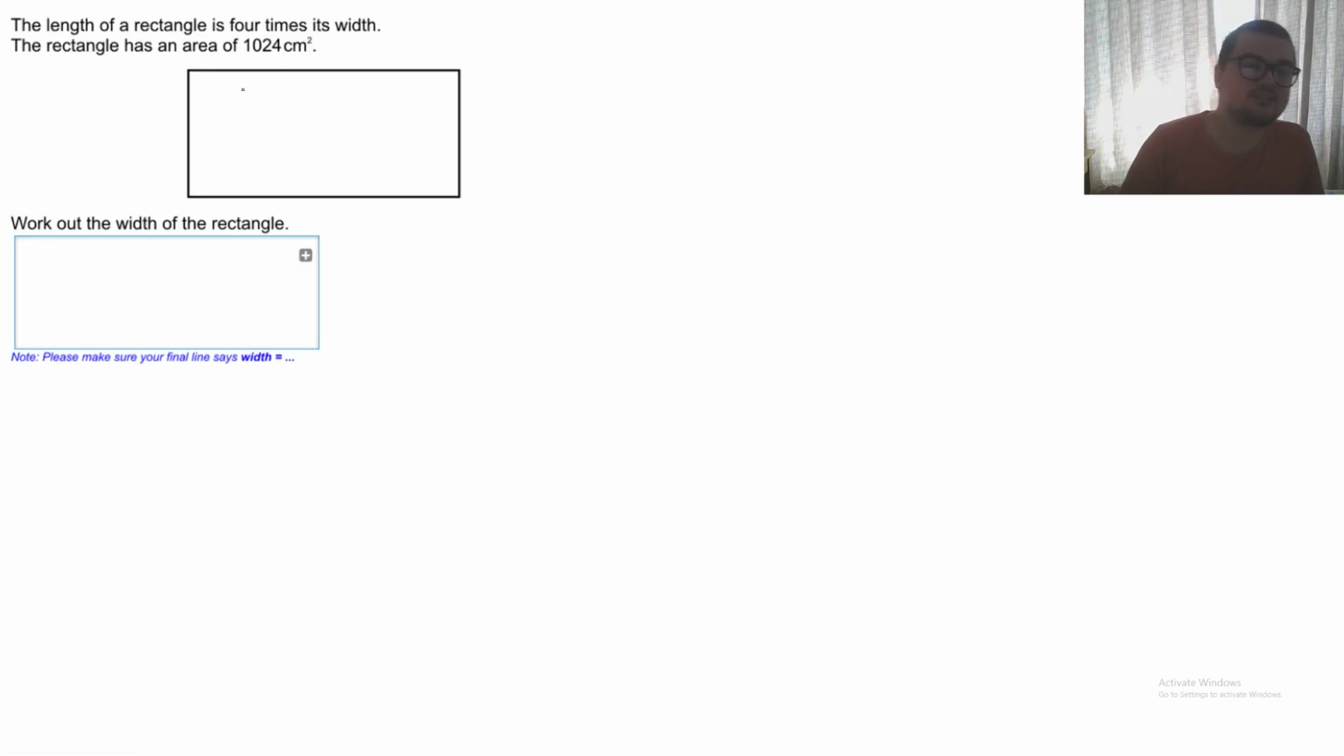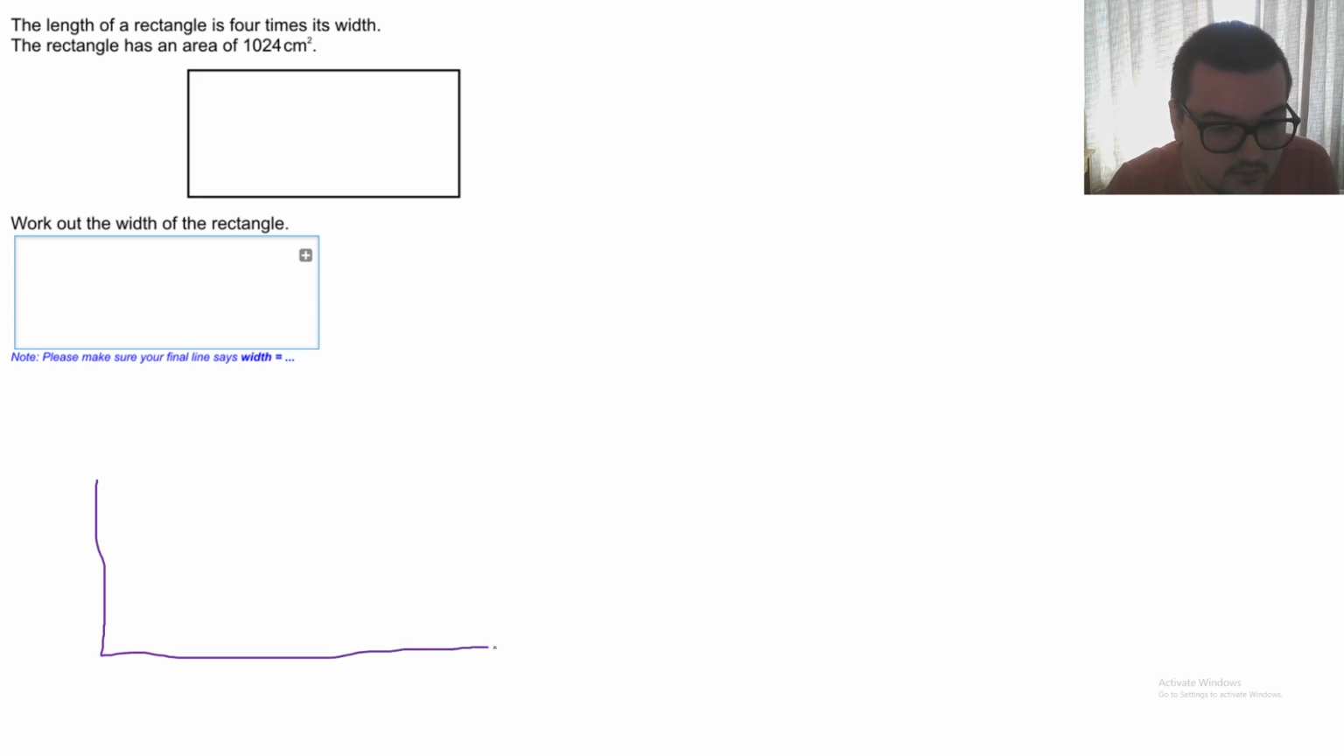The length of a rectangle is 4 times its width. The rectangle has an area of 1,024 centimeters squared. What is the width of the rectangle? So let's draw our own little rectangle. So we have the length and width.